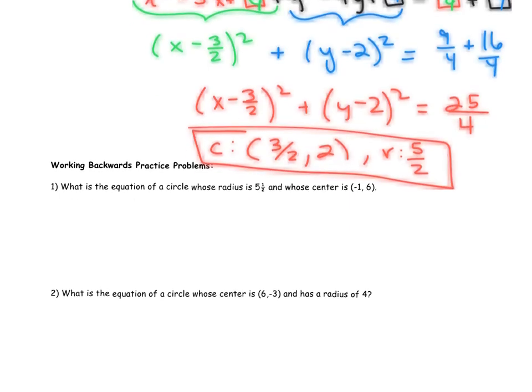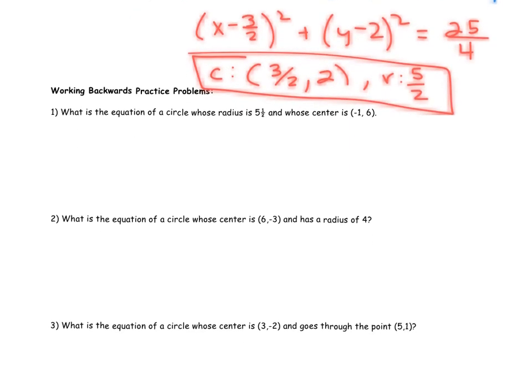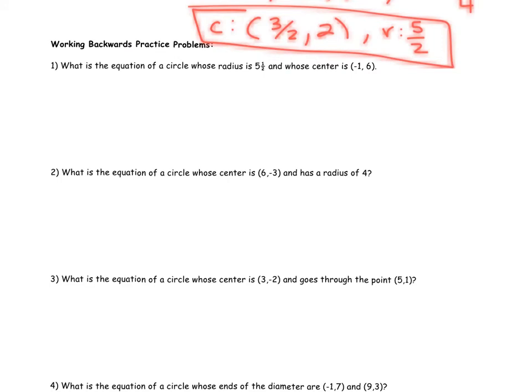What we're actually going to start to do now is work backwards a little bit. So the first question we're going to take a look at is, what's the equation of the circle whose radius is 5.5 and whose center is negative 1, 6? This should be a nice little practice problem just to reinforce some of the topics we've already done.